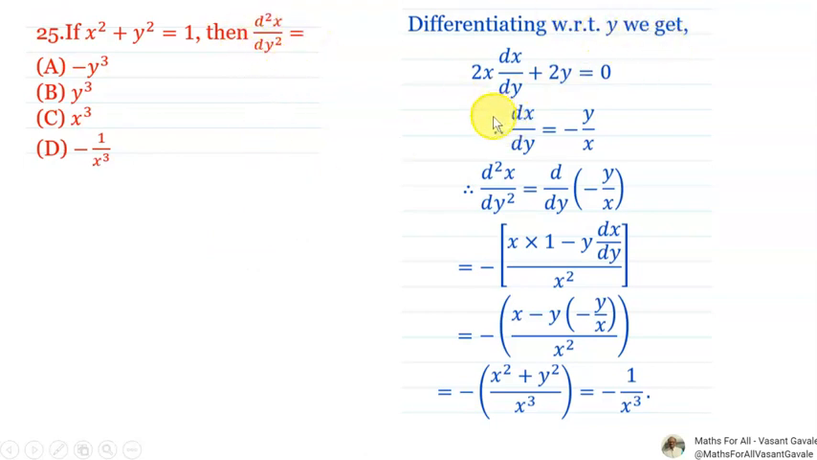Therefore differentiate this with respect to y. The derivative of x square is 2x into dx upon dy, and derivative of y square is 2y, derivative of 1 is 0. Then you will get here dx upon dy is minus y upon x. Again differentiate this with respect to y, okay, therefore d2y by dx square is equals to d by dy of minus y upon x.